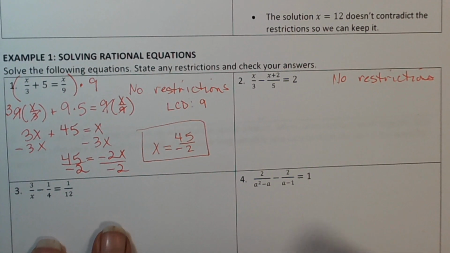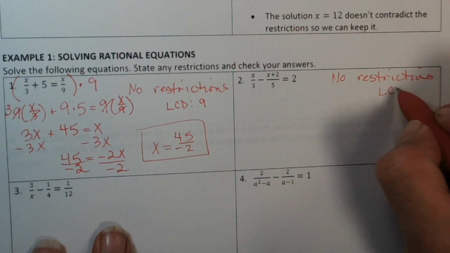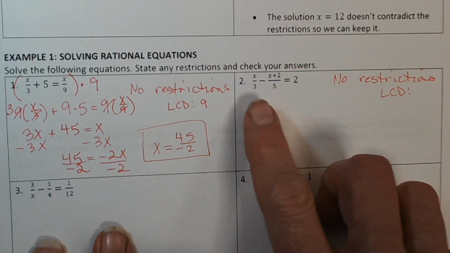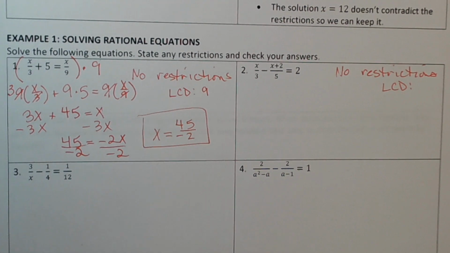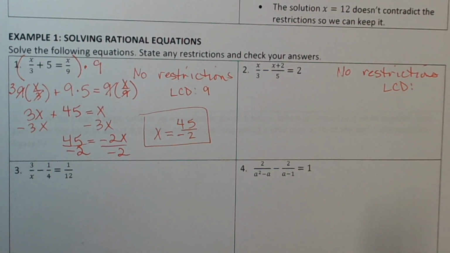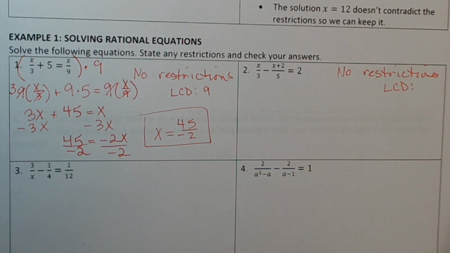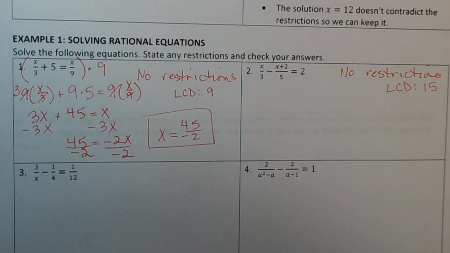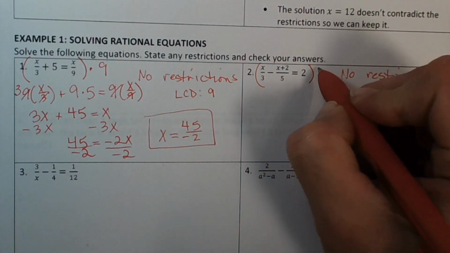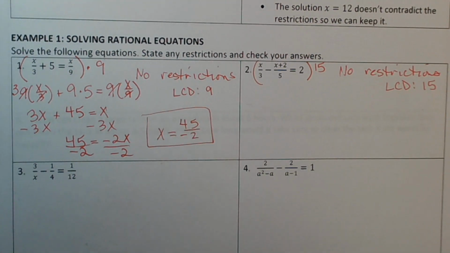Okay, now I look and I say, what would my LCD be? Well, I have 3 and I have 5. So I look at the product, or sometimes it's the product of those numbers. In this case, the least common multiple between 3 and 5 is just the product of 3 and 5. So that would be 15. So that's what I'm going to multiply my whole equation by: 15.